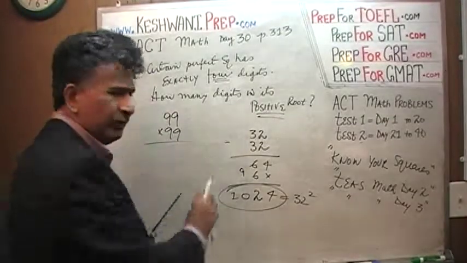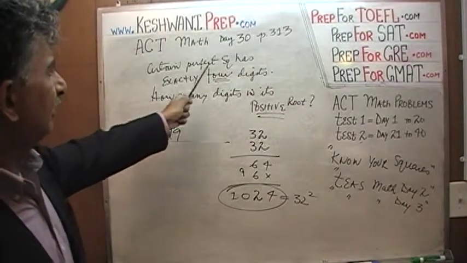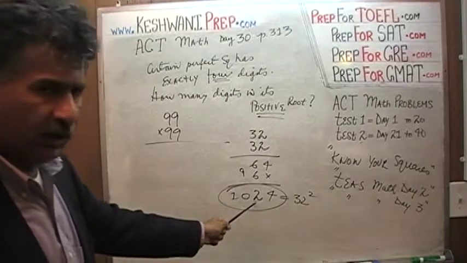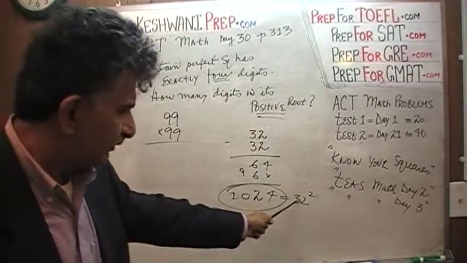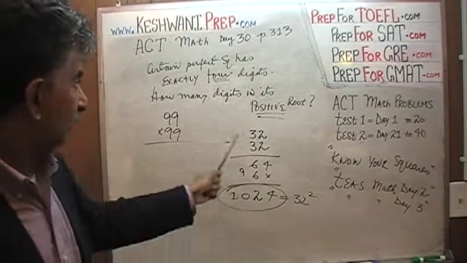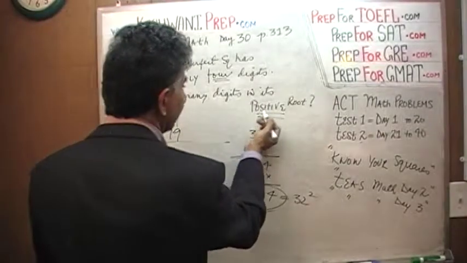Of course, in a real exam, we wouldn't do all of this. We just have to realize the question was very simple. The question was, a certain perfect square has exactly 4 digits. We just found a perfect square. It is exactly 4 digits. How many digits in its positive root? Well, its root is 32. Positive 32 and negative 32. How many digits in 32? 32 has 2 digits.